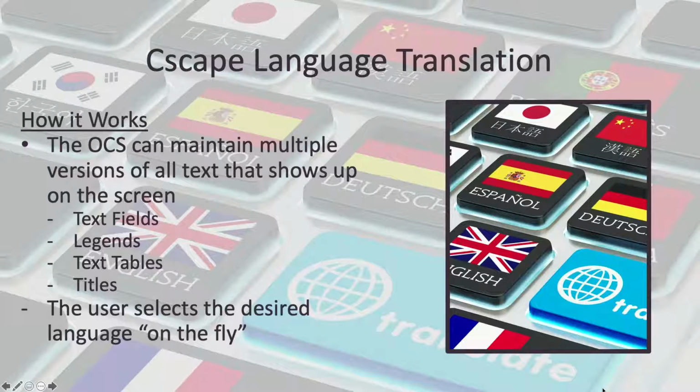Now, how does it actually work? Well, inside its memory, the OCS maintains multiple versions of all text that shows up somewhere on the screen. That's true whether it's a text field, the title of a screen, legends on a push button or a numeric object, text table entries like hand, off, auto, or titles that you might find on a chart. All those things are text strings, and the OCS can maintain multiple versions of everything that shows up on the screen. Then when the user changes their language on the fly, a different set of text strings will be brought in for their visualization use.